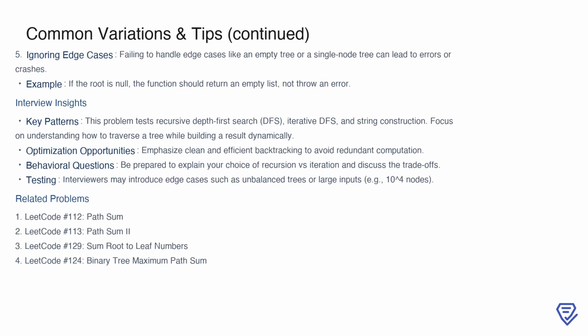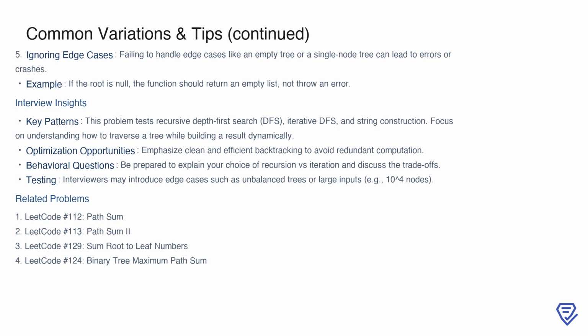Edge cases are another critical aspect to consider. For example, what happens if your tree is empty? If the root is null, your function should return an empty list instead of throwing an error. Similarly, a tree with just one node is a valid input, and your function should handle it gracefully by returning a single path.